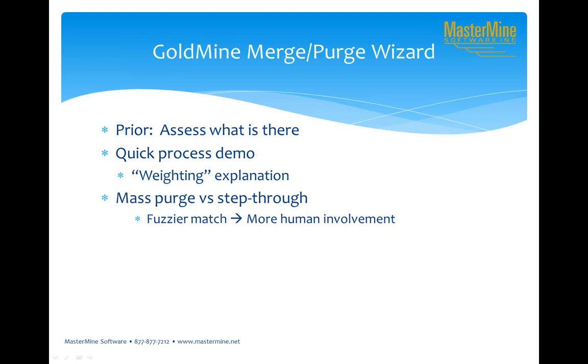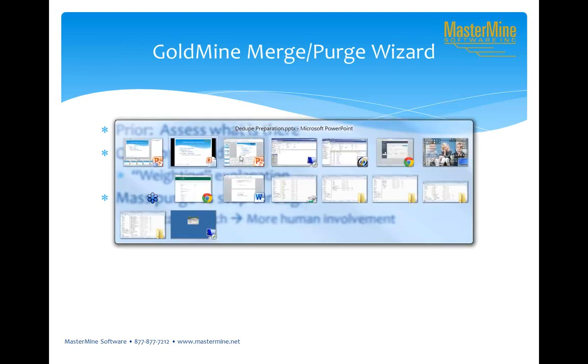So here's what I'm going to talk to right now: the Merge Purge wizard. Let's assume for the moment that we had already done some assessment of our overall database. We understand what it is that we've got in there. I'm going to actually run the GoldMine built-in Merge Purge wizard and just talk quickly about, in particular, the weighting and how that works, and then some other issues related to your merge purge process.